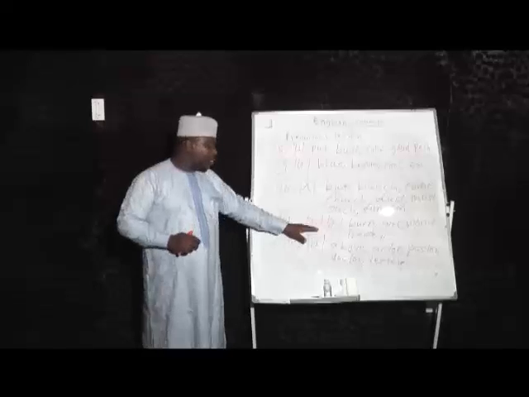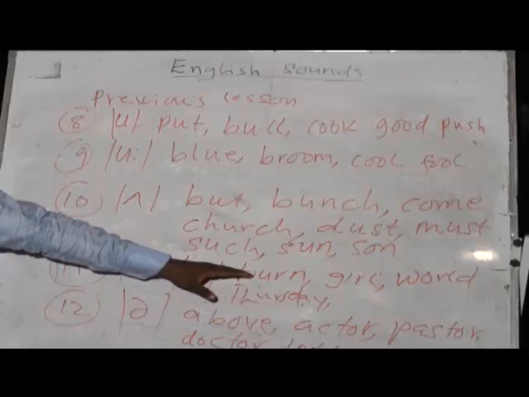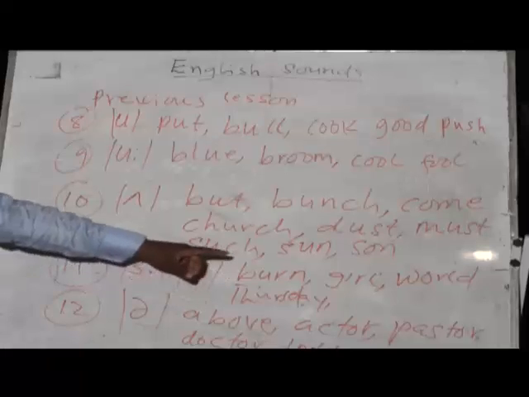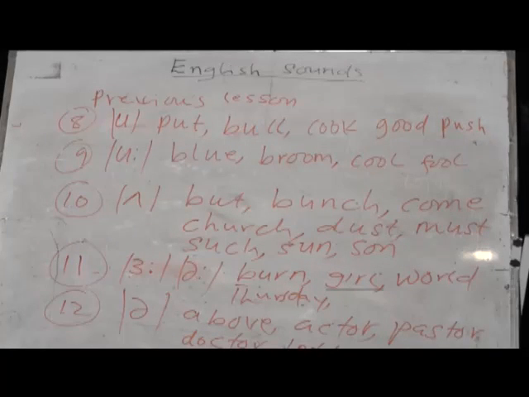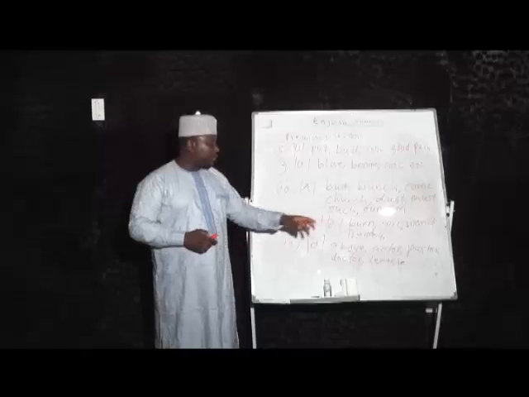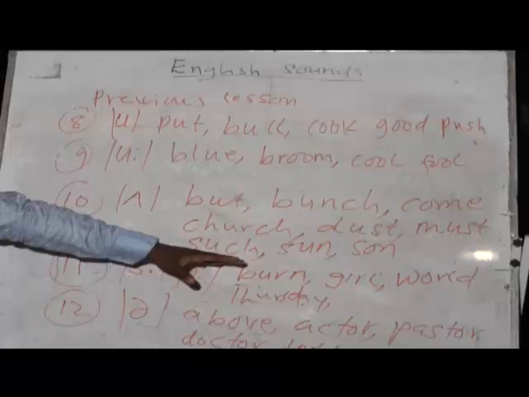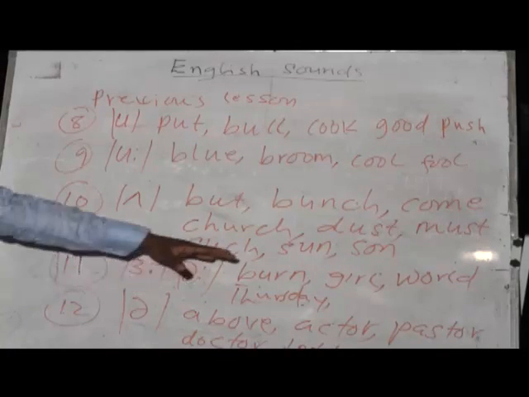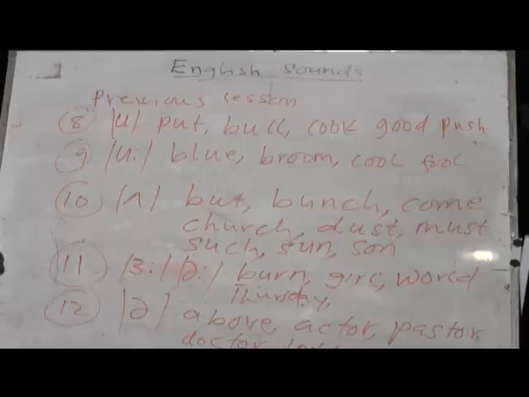So it is pronounced as burn, not born or boon, but burn. The next one is girl, not girl or grill, but girl. Because if you are to transcribe it, or you are to find the transcription in the dictionary, you would find that it is taking this vowel sound in its pronunciation, and that's why it is pronounced as girl. Then the next word is world, not world.